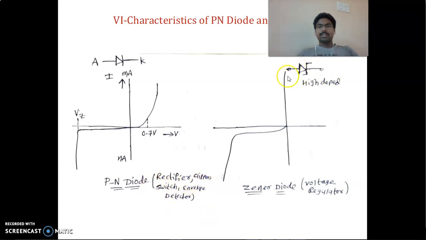Next, coming to the Zener diode, the difference between these two is that the Zener diode is a heavily doped diode. This is the symbol for the Zener diode. The forward bias characteristics are the same as the normal PN diode. In reverse bias, as the reverse voltage increases, the current is slowly increasing. At Zener voltage, the current starts increasing. Now, this region is going to be used for voltage regulator applications.